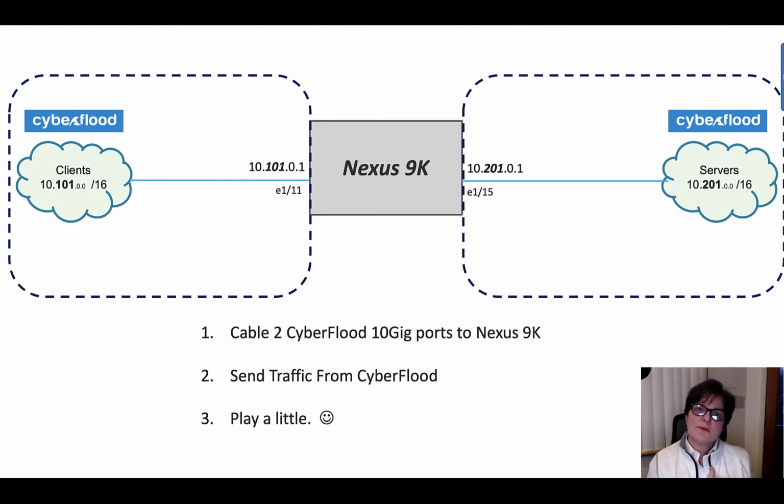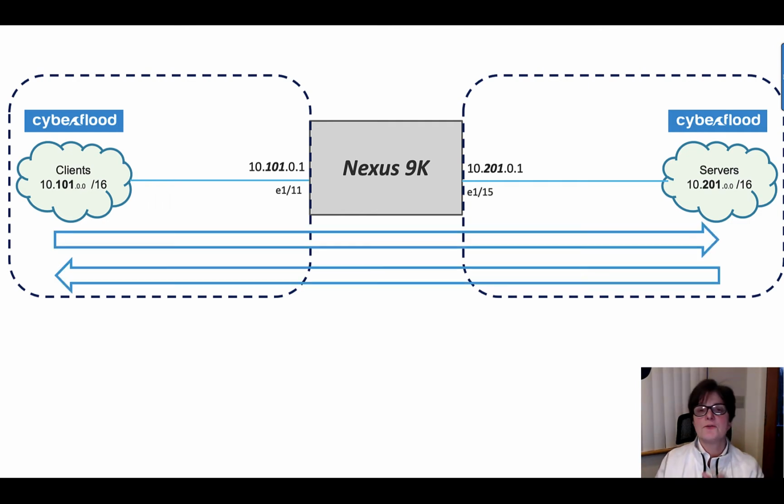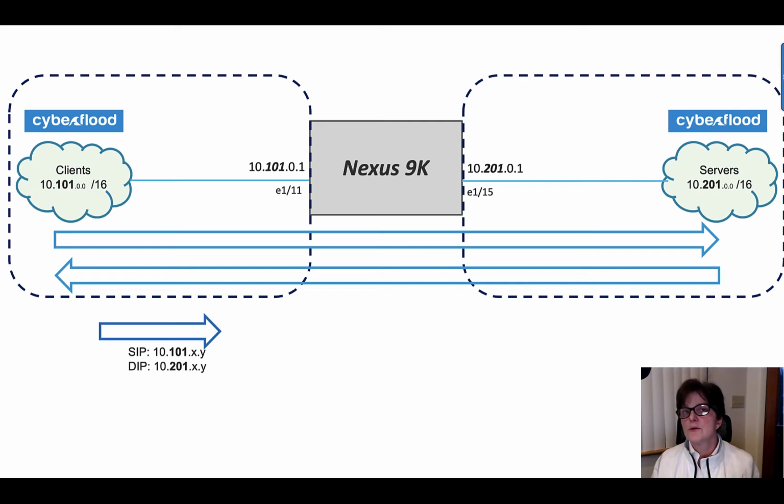In our last CyberFlood video, which was the first of the series, we just had simply one switch and two CyberFlood interfaces. When the traffic was running from the client side 10.101 going to the server side, the client side 10.101 would simply go to its default gateway, which was the Nexus 9K, and the Nexus 9K would see that the server side 10.201 was directly connected.